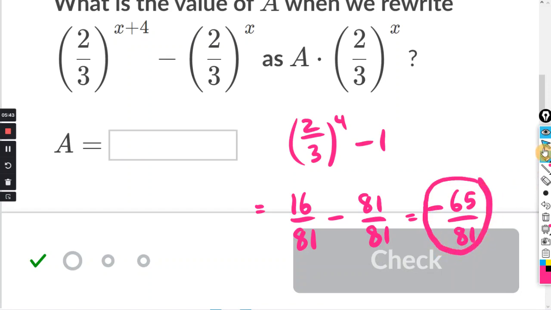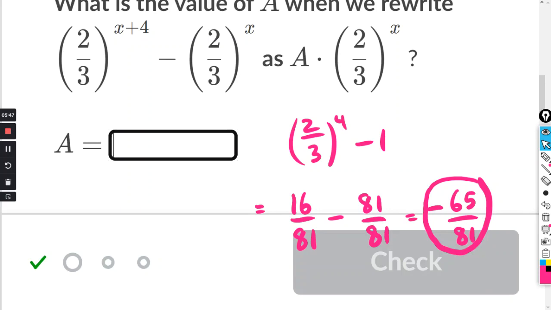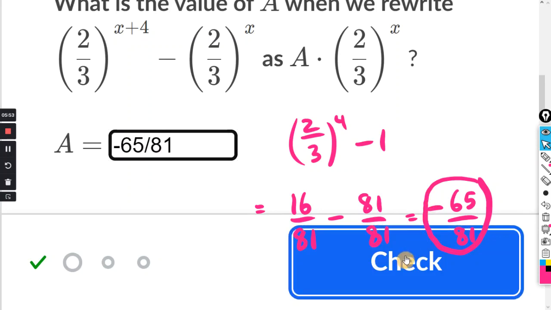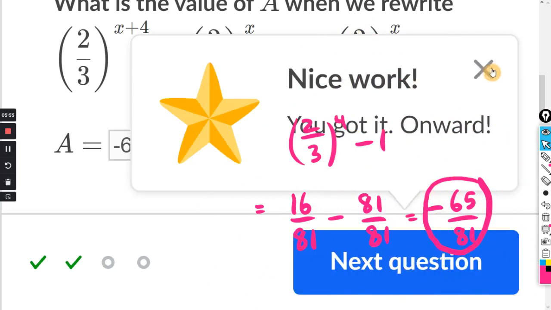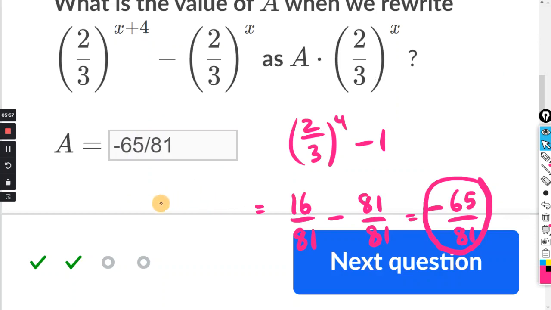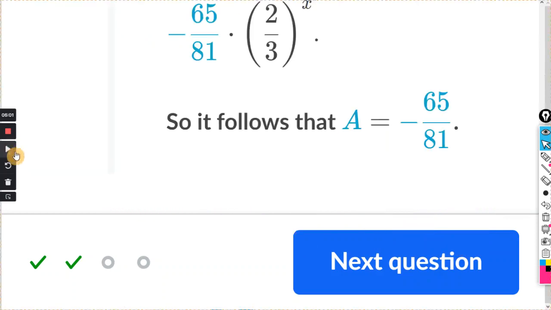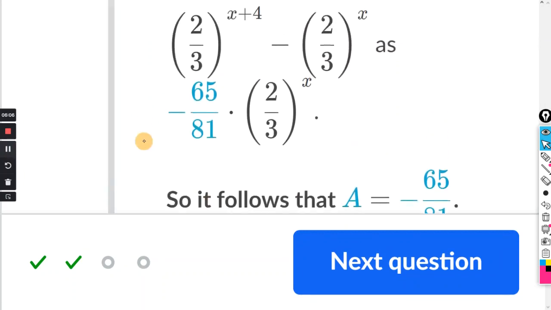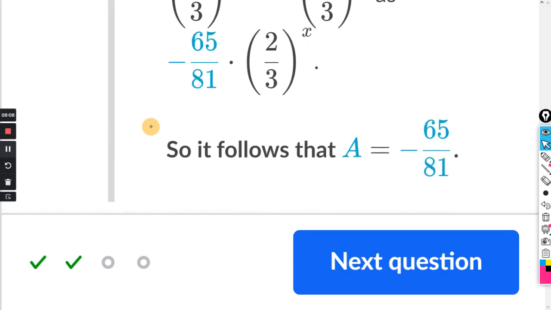So I hope they take it. If not, I'll check their answer and see what they really wanted. But let's see, negative 65 over 81. Okay, good. They took it. And I want to check their answer just to see what they did. Okay, so they wound up with the same answer. So I guess that's what they wanted. They wanted a constant term for the final answer.